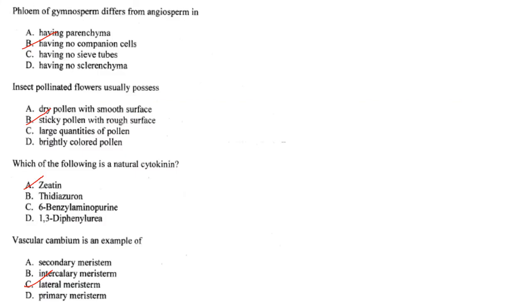Then, phloem of gymnosperm differs from angiosperm in having a parenchyma, having no companion cell, having no sieve tubes, having no sclerenchyma. So the answer is option B, that is having no companion cell. Then next one, insect pollinated flowers usually possess dry pollen with smooth surface, sticky pollen with rough surface, large quantities of pollen, brightly colored pollen. So insect pollinated flowers possess sticky pollen with rough surface. Answer is option B.